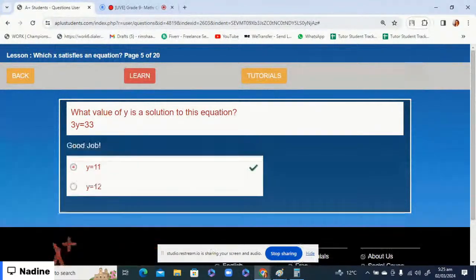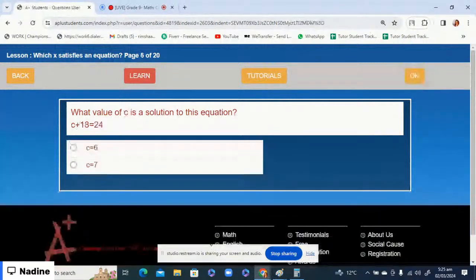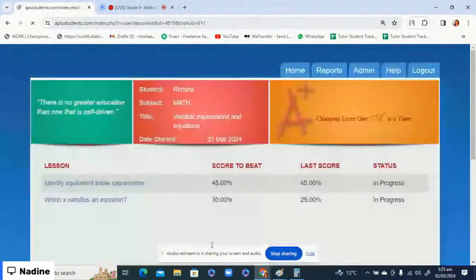Okay, that's it. Hope you guys understand this lesson, which x satisfy an equation. Let's check the next lesson. There is no other lesson, so let's start the next chapter.